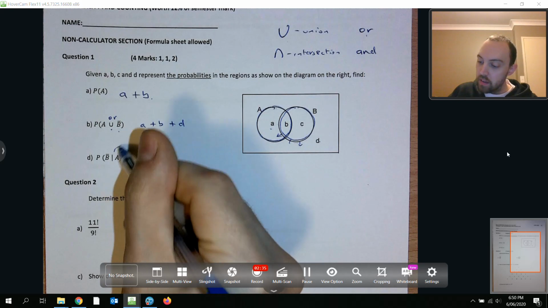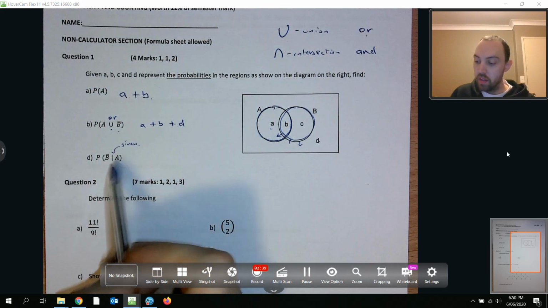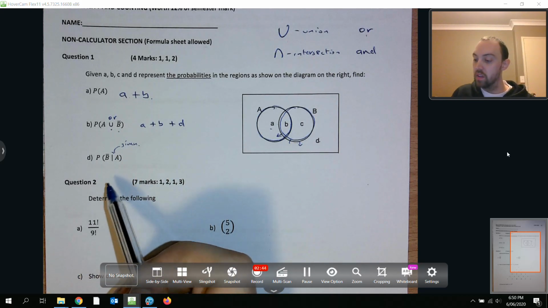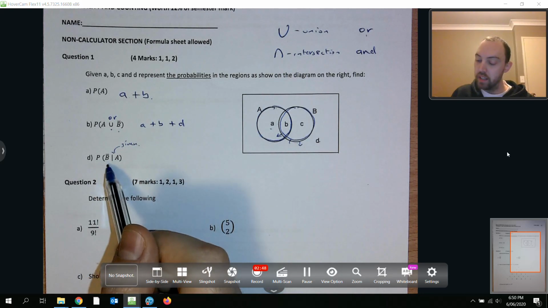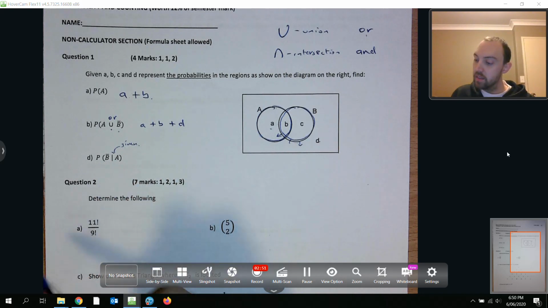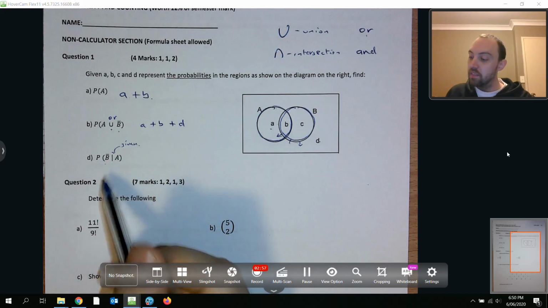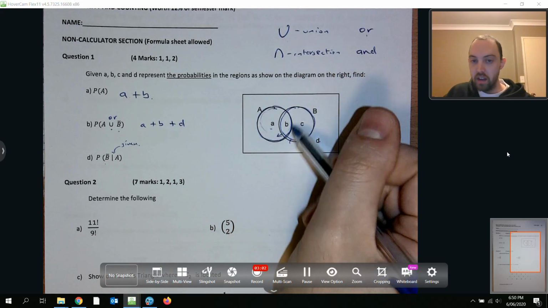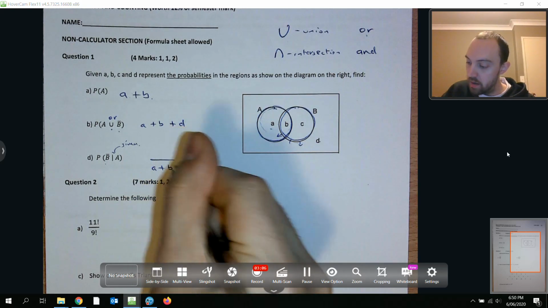Part C, we had this little part, which that little straight line there is our conditional probability, and you can say it is given. So probability of not B given that it is A. Probability of not B given that it is A. So anything that is inside A is now our total, A and B.